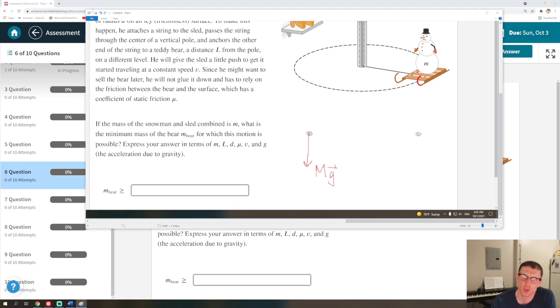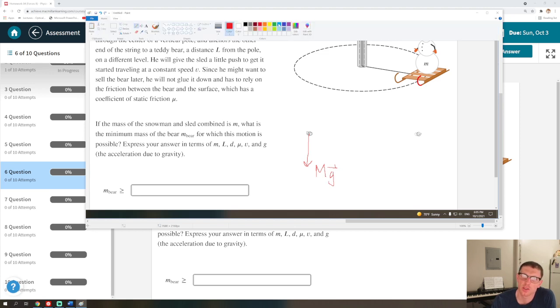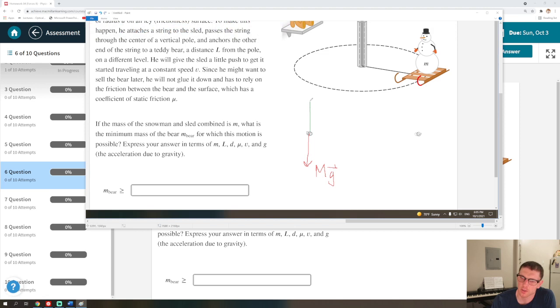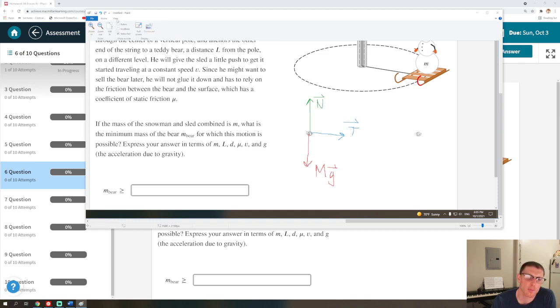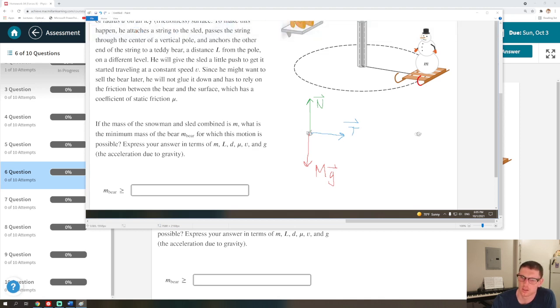So there's a gravitational force on the bear, right? There is a normal force on the bear, which we'll call big N. And then there is also a tension force on the bear, which should point like this. So is the perspective here clear to everybody? Like how I'm imagining this? Okay, cool. So there's that, right?